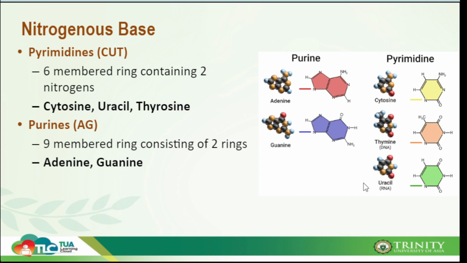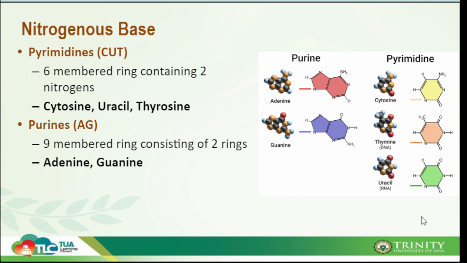For your purines, it's actually composed of 2 rings which are joined together, forming a total of 9-membered rings. So let's count. 1, 2, 3, 4, 5, 6, 7, 8, 9. And there are 2 forms of your purines, your adenine and guanine.